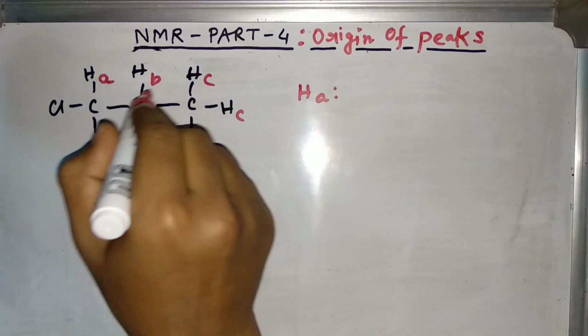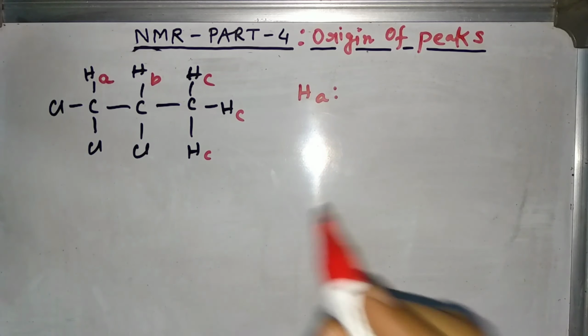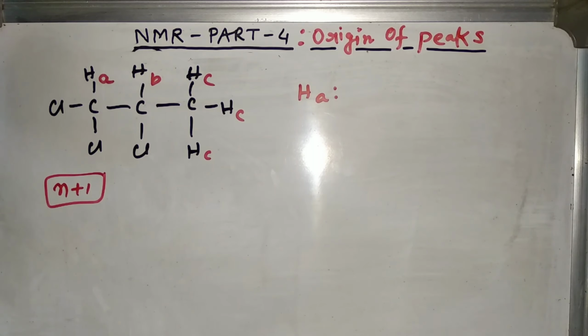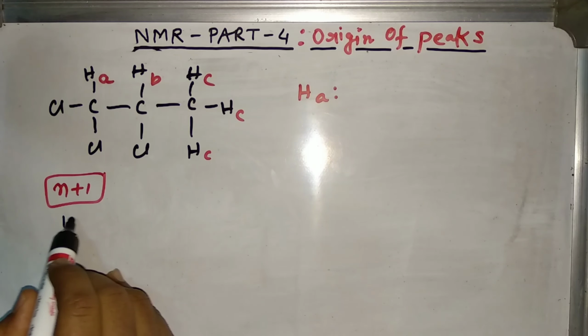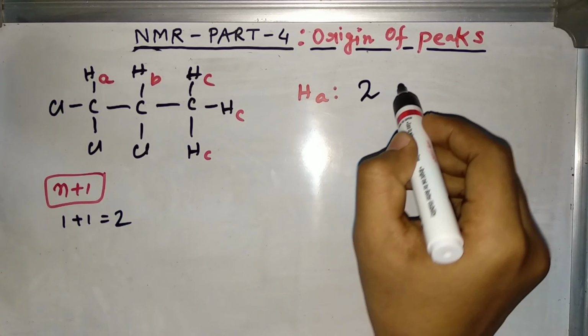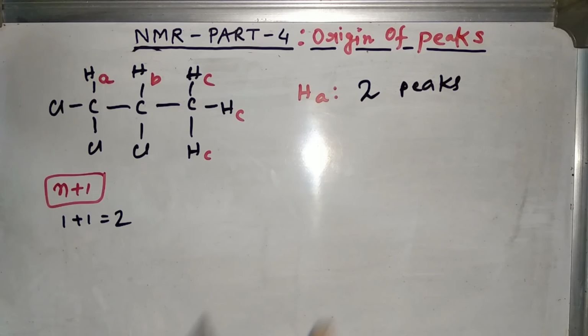Okay, so just consider HB, and the number of adjacent protons is 1. If we consider the n+1 rule, n is 1, so 1 plus 1 is total 2. So HA will give a total of 2 peaks. Okay, you know all this, but there is a trick over here.